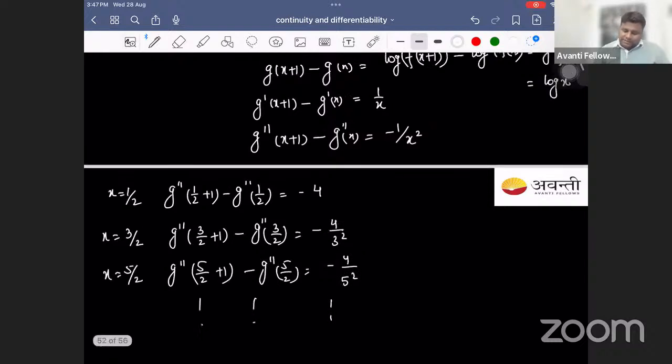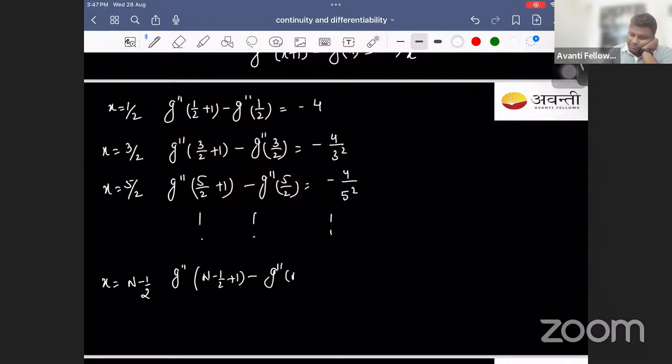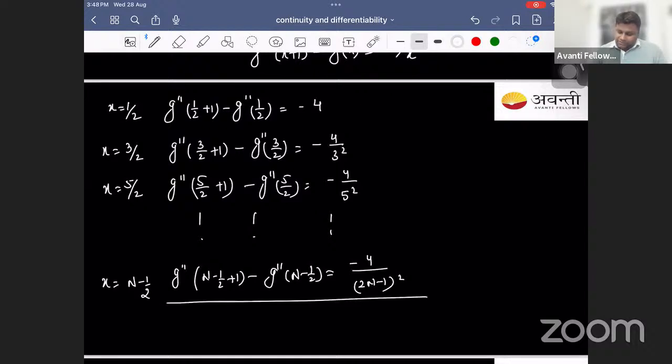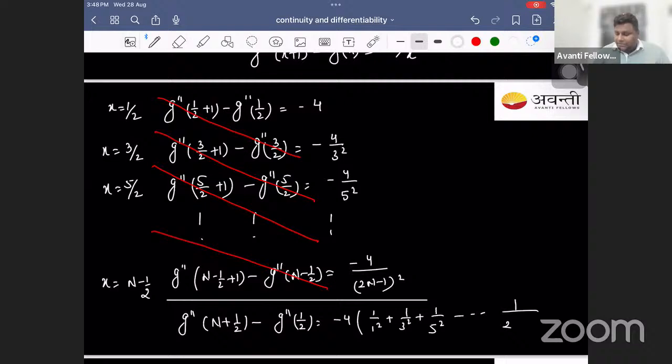And so on. Now see, they're asking for n plus 1 by 2. So the last value of x that I should place is n minus 1 by 2. So it will be g double dash of n minus 1 by 2 plus 1 minus g double dash of n minus 1 by 2, which is minus 4 upon 2n minus 1 whole square. Got it? Now, whenever you add all of them, you realize that they cancel. G double dash 3 by 2 and minus g double dash 3 by 2 will cancel. Similarly, this will cancel, this will cancel. So what are we left with? We are left with g double dash of n plus 1 by 2 minus g double dash of 1 by 2, which is minus 4 times 1 upon 1 square plus 1 upon 3 square plus 1 upon 5 square and so on up to 1 upon 2n minus 1 whole square.